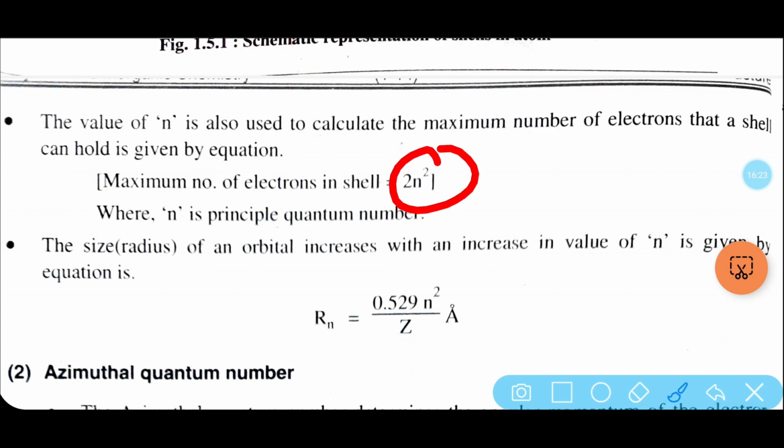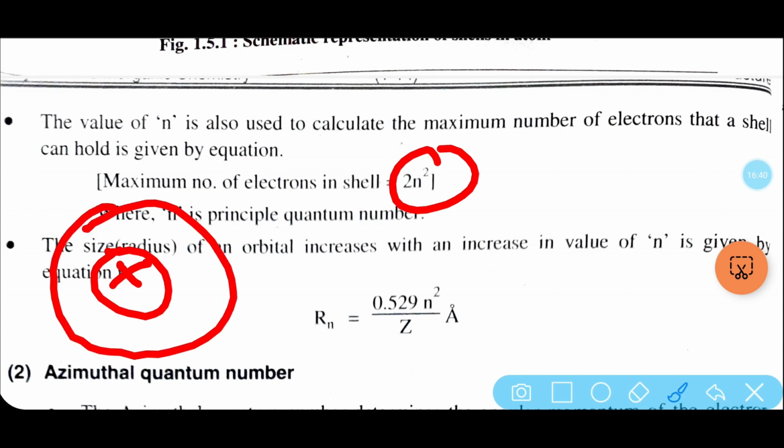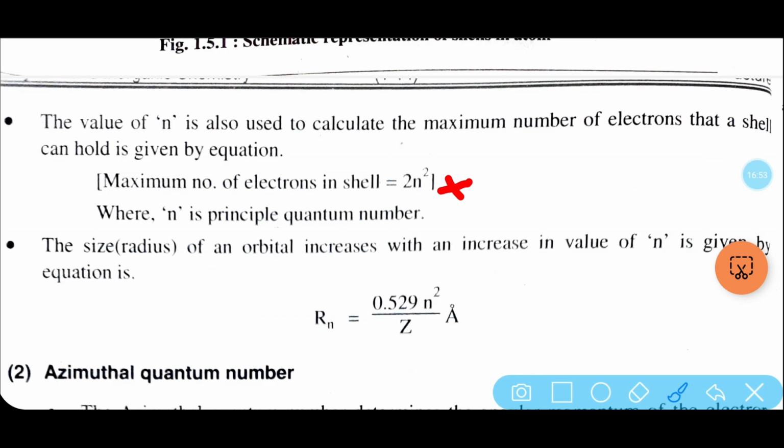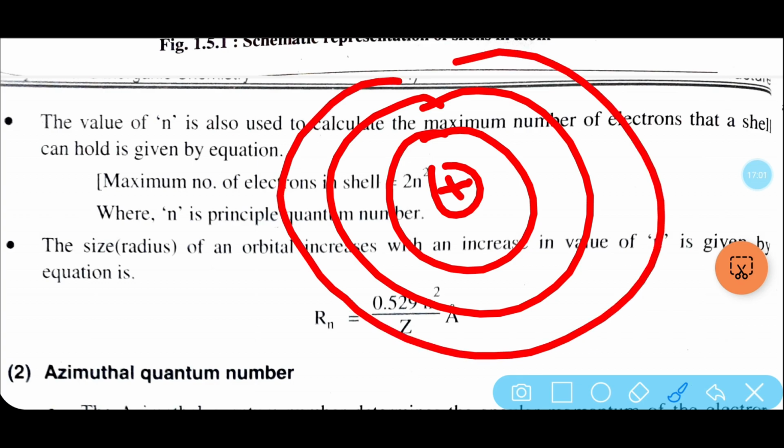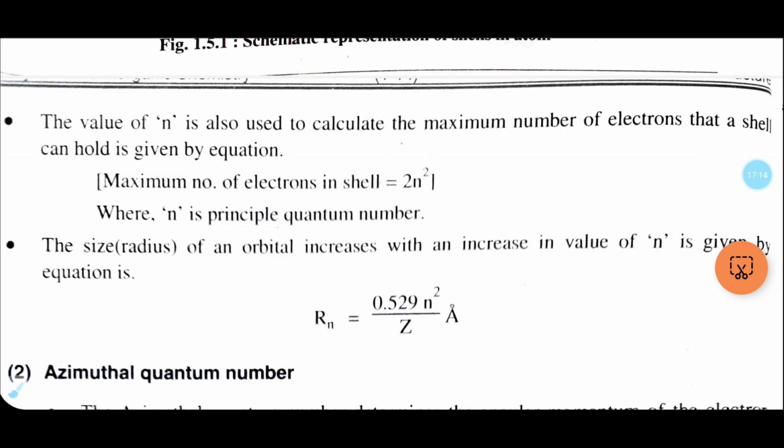The size of an orbital, or the radius of an orbital, increases with an increase in the value of n. As the value of n increases, the radius of the atom also increases because there is an introduction of an extra shell in the orbit. That means this is the nucleus and this is the orbit, and if this is the K shell, it has n equal to 1, and when we increase the value of n, another shell is introduced. I am drawing this. This is the nucleus. So K shell, n equal to 1, n equal to 2, n equal to 3, and so on. As the value of n increases, the radius of the atom, or orbit, increases, and hence the size of the atom also increases. So the size and radius of the orbital increase with an increase in the value of n, and it is given by this equation: Rn is equal to 0.529 into n square divided by Z angstrom unit.